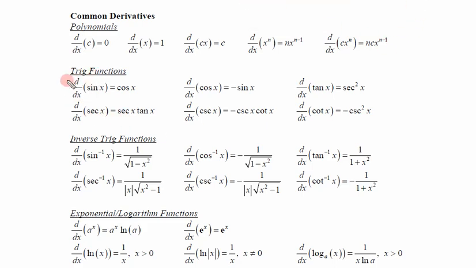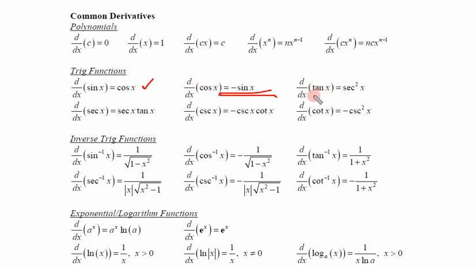Now derivatives of some trigonometric functions. What are the trigonometric functions? Trigonometric functions are sin x. What is the derivative or differentiation of sin x? It is cos x. And differentiation of cos x is sin x but with a negative sign. So this we have to remember. Differentiation of sin x is cos x and differentiation of cos x is minus sin x.